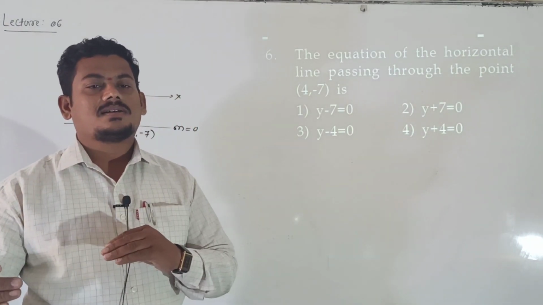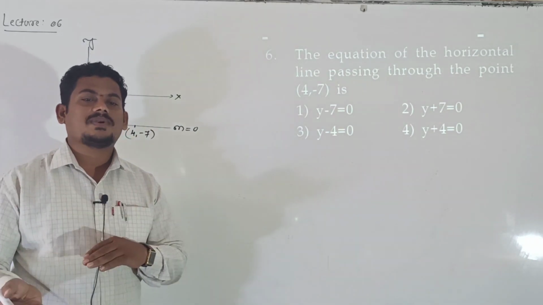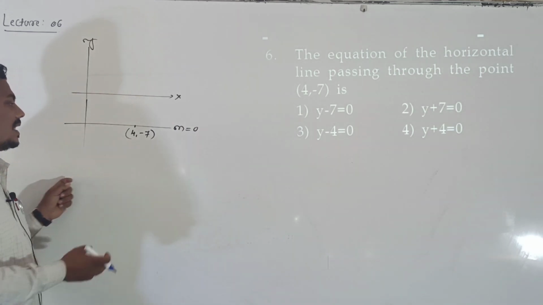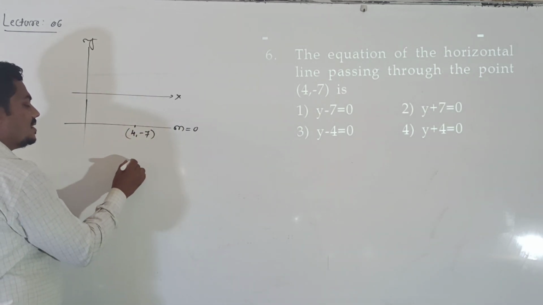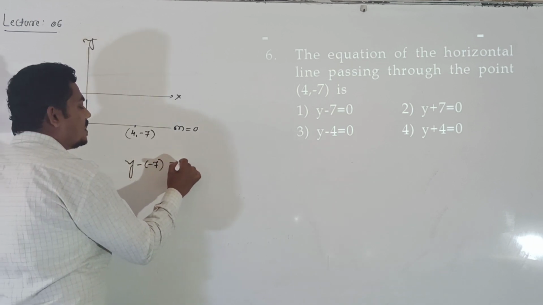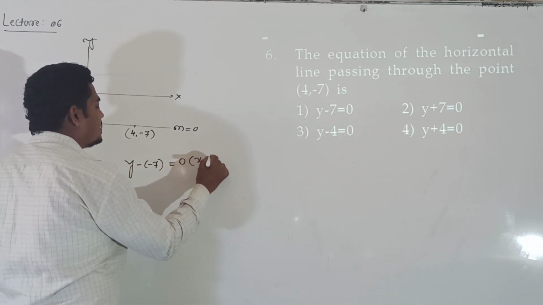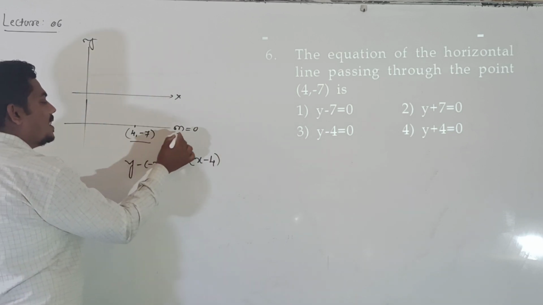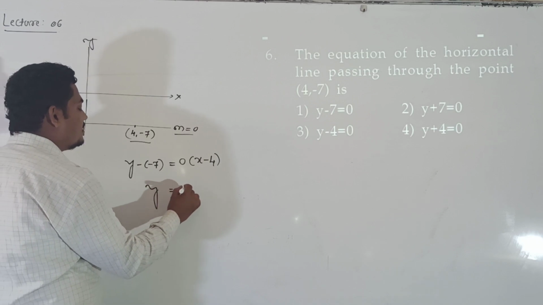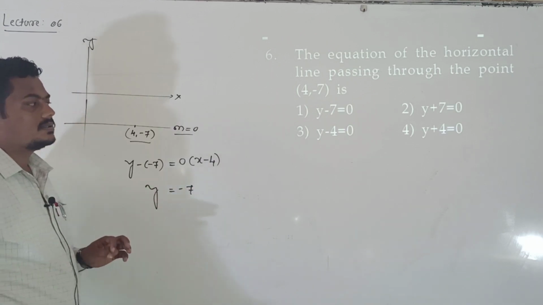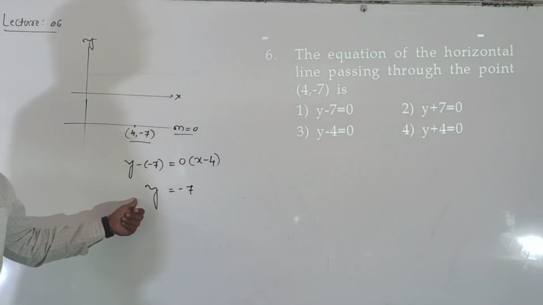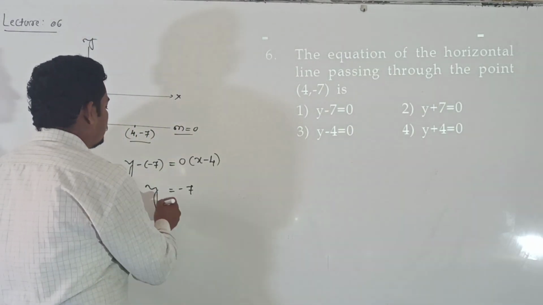Horizontal line means parallel to the x-axis. Slope of any line parallel to the x-axis, or the x-axis itself, is 0. Now use the slope and point formula. What is the equation? y minus y1 is equal to m, which is 0, into x minus x1. This is x1, y1 and m. Just use the slope point formula. Then lastly you get y is equal to minus 7, or y plus 7 equal to 0.